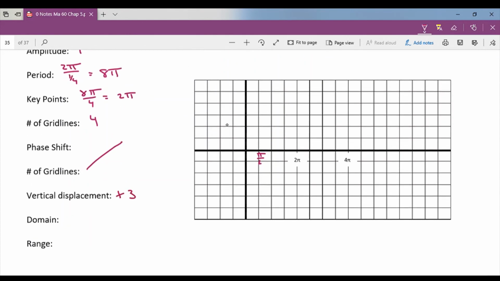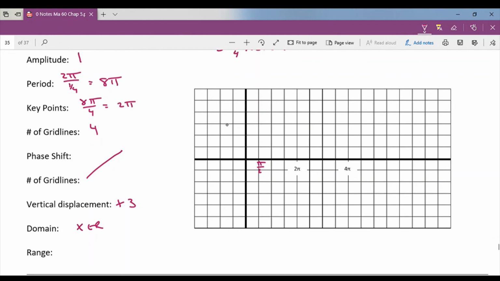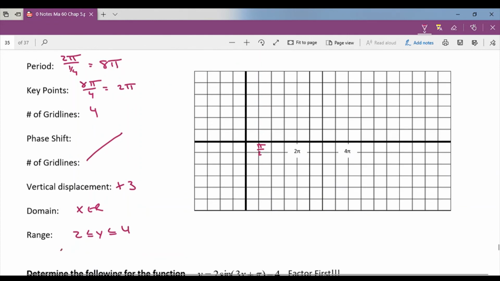So again, I can already do my domain. It's always x ∈ R. My range, I have an amplitude of 1 and a displacement of 3. So I'm going to go down to 2 and then up to 4. And again, it's 3 minus 1, 3 plus 1. It's d minus a and d plus a. So then we go to graph it.